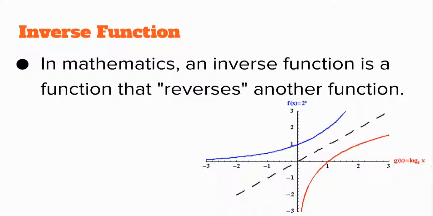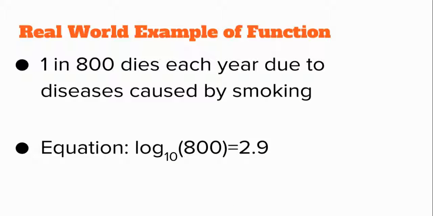So the inverse function. An inverse function is a function that is reversed from another function. So our original function would be the red line, and its inverse would be the blue line. For the real world example, we thought of this: 1 in 800 dies each year due to diseases caused by smoking. And the equation would be log 10 of 800 equals 2.9.